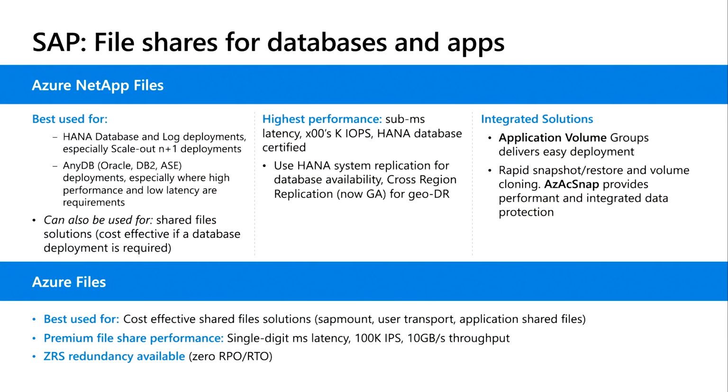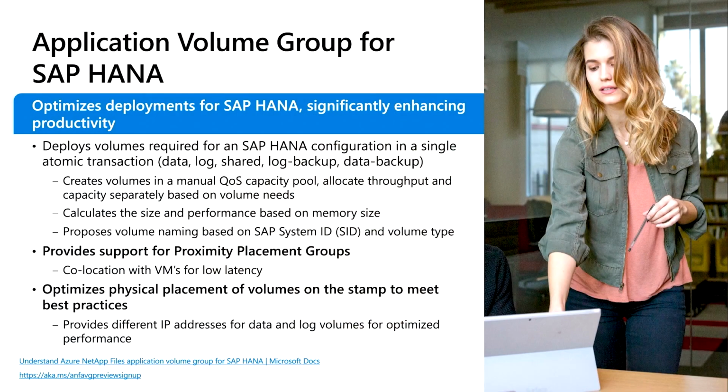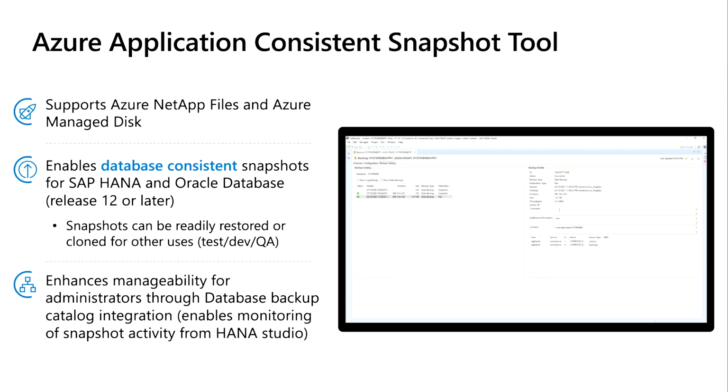And in this space, we have two key new investments. First up, application volume groups, which help you encapsulate and structure your deployment so you don't have to worry about what data goes where, and that can be managed for you, and you can focus on your other needs. And then rapid snapshot restore capability with the snapshotting tools. We're going to dig deeper into those.